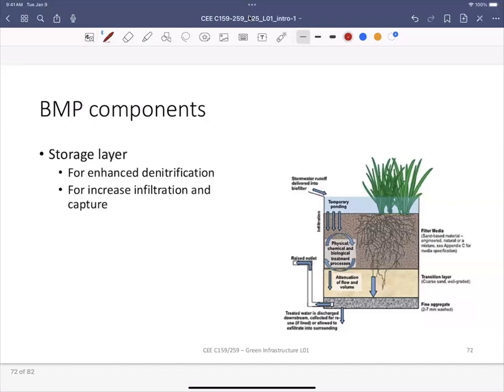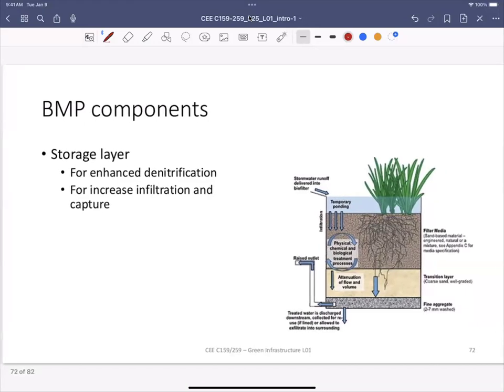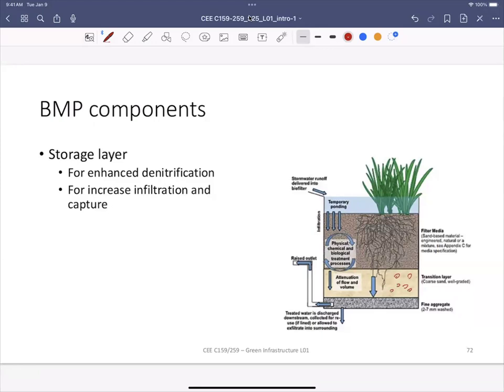The last one, which you can see in many locations over here, is called the storage layer. This is basically a mix of sand or gravel, and most of the time it's just gravel. This storage layer means that as the water is treated, it creates a large, high hydraulic conductivity location where water can be stored so that you can pump it out or drain it more quickly. So that's why you have this large gravel layer over here.